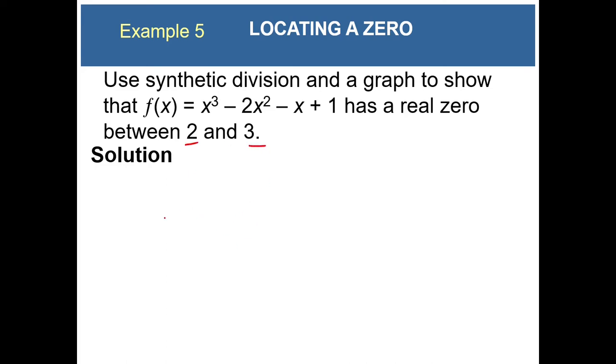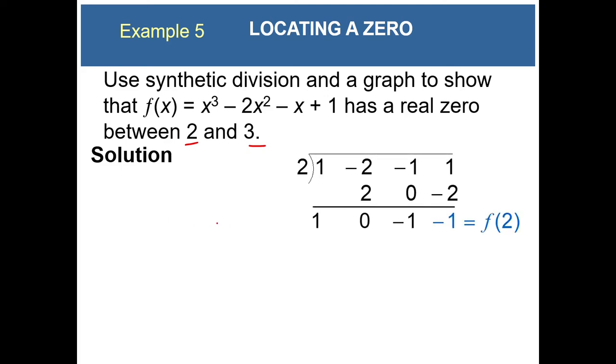So we'll use synthetic division with 2 and 3. Using synthetic division, I have 2 on the outside, 1, -2, -1, and 1 on the inside. We'll drop down the 1. Multiply 2 times 1, and that's 2. -2 plus 2 is 0. 2 times 0 is 0. And -1 plus 0 is -1. 2 times -1 is going to give us -2. And adding this, we get -1. So f of 2 is -1, a negative number.